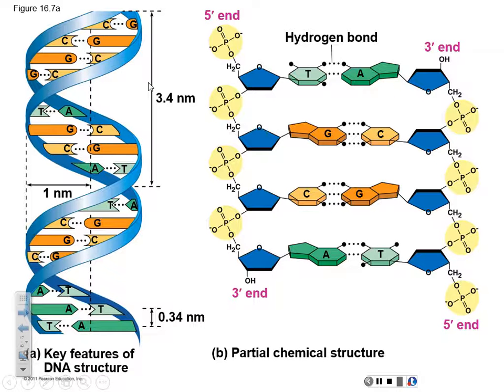All right? So they have these 3 bits of information from Rosalind Franklin. They have Chargaff's rule, and they have these models that only fit together when you have a G with a C and an A with a T.